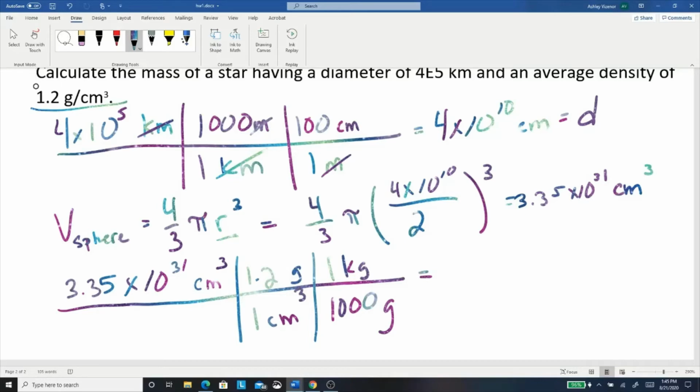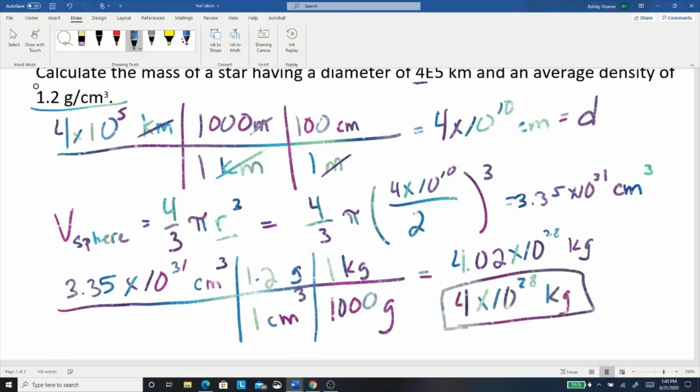And this should be technically 1 sig fig, because we're only told 4 times 10 to the 5th power. So first I rounded it to 4.02 times 10 to the 28th kilograms, but to 1 sig fig would be 4 times 10 to the 28th kilograms. And then we are done.